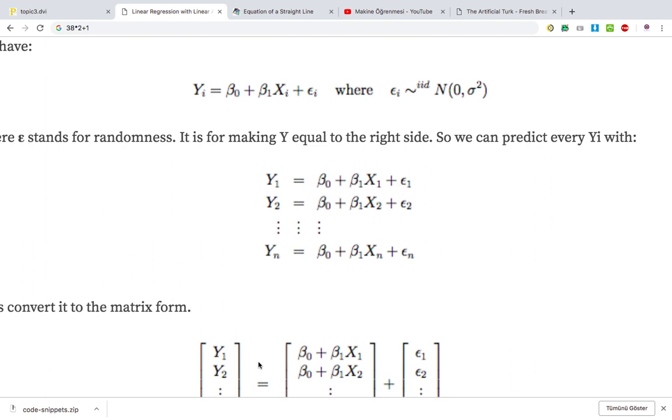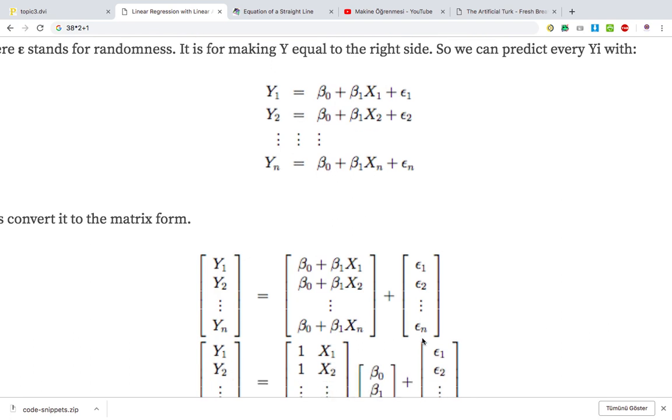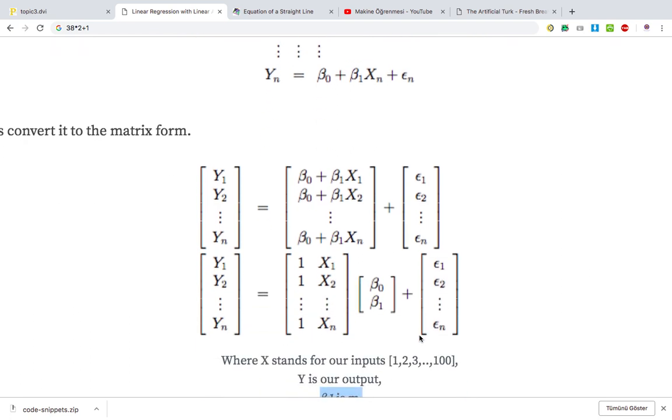So why don't we vectorize this into matrix form? We have the y's here from 1 to n, and we have the x's from 1 to n here. This says b0 plus b1 multiplied by x1, and add the randomness parameter on it. So it means that y1 is equal to b0 plus b1x1 plus epsilon 1, y2 is equal to b0 plus b1x2 plus epsilon 2, and it goes like that. And so let's split our b0 and b1 into another matrix and multiply it like that.